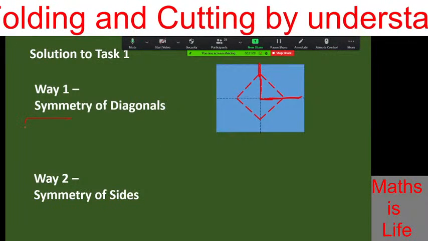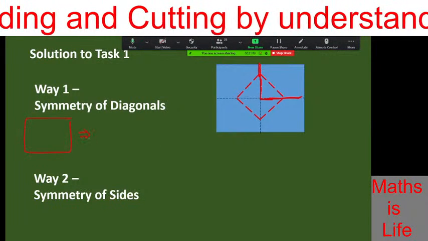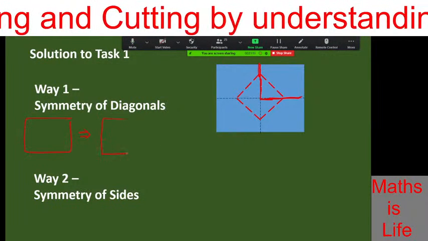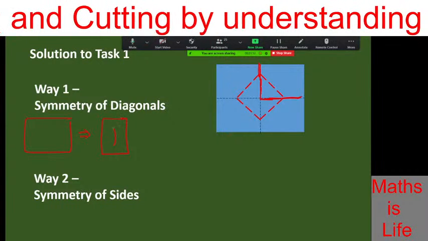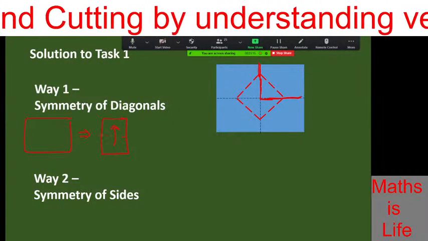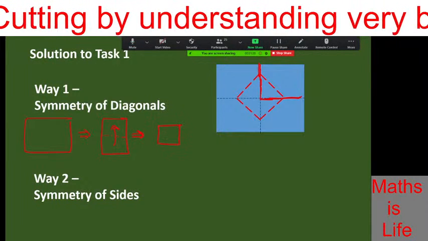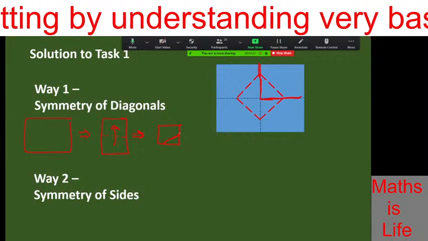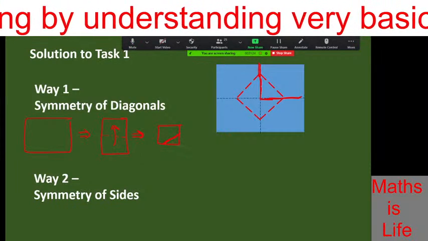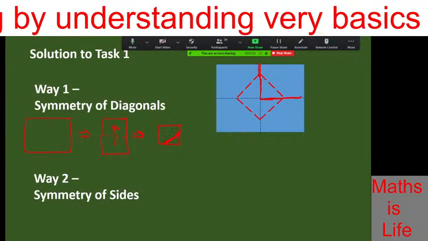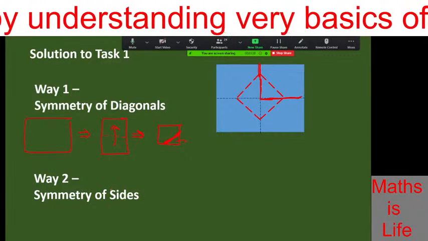So for example, if this is your paper, if you fold this paper, it will look like this. If you fold in half, you have to again fold it in half, so it will look like this. And when we cut only one straight line, then we will get the square from that.